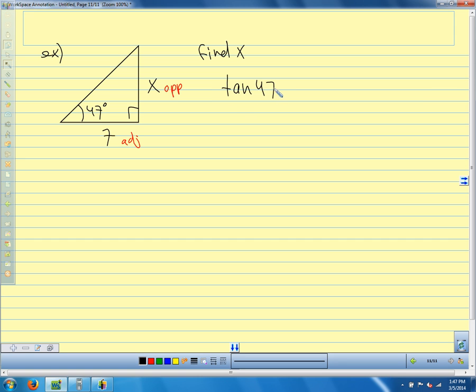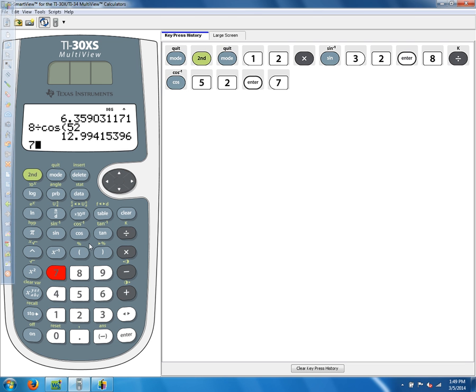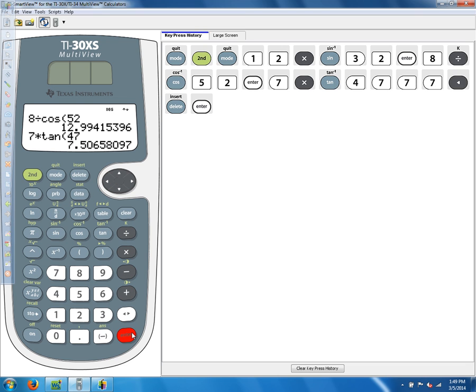So I write my equation. Tangent 47 degrees equals x over 7. This is an easy one. How do I get rid of this 7? How do I get x by itself? Multiply by 7. X equals 7 tangent 47 degrees. Now I can calculate. Go to my calculator. 7 times tangent of 47 degrees. Whoops, not 477. Enter. And I get about 7.51.